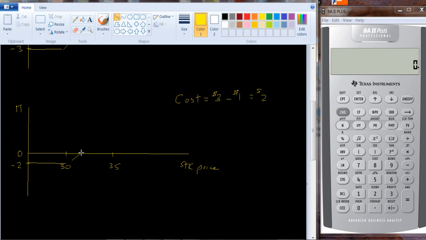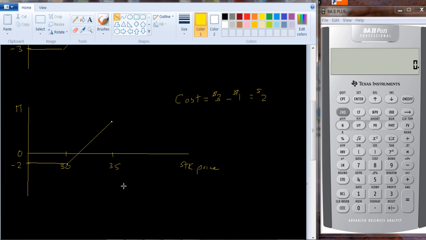Once you get to 30 and stay below 35, you're going to make $1 for every dollar it goes above 30, but the other person's not going to use that option. They're not going to exercise and buy at 35. So you see that same hockey stick look.